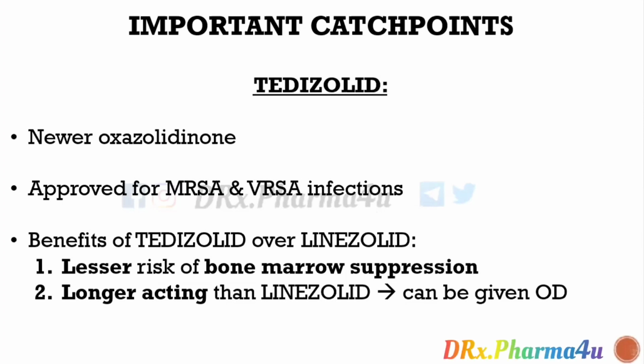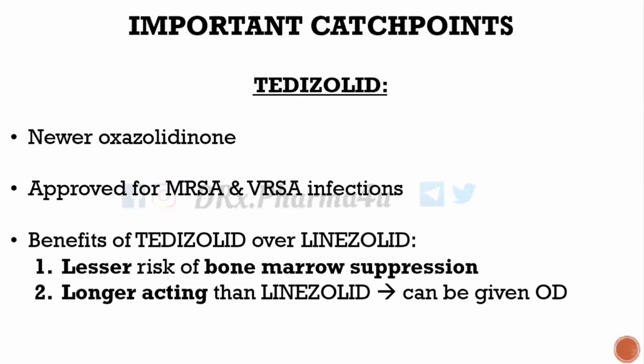Now we come to a medicine which has been released, I think, 4 or 5 years back. This is a recent molecule. It is known as tedizolid phosphate. This is a newer oxazolidinone. This has been approved for MRSA and VRSA infections. So this is also similar to that of linezolid.